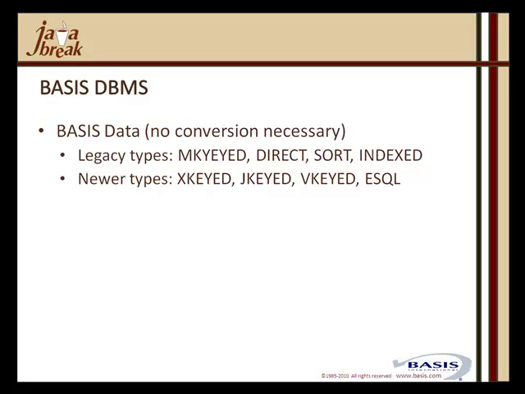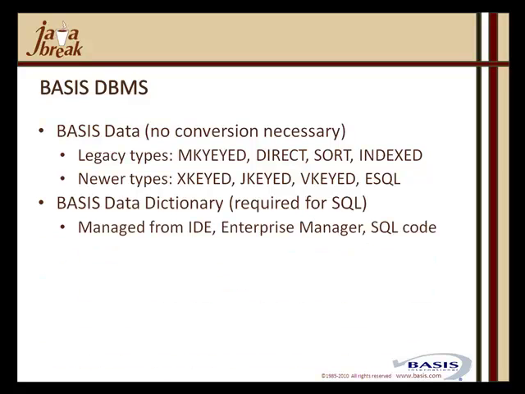You also have the jkeyed file type, the vkeyed for variable length. Jkeyed has your commit and rollback transaction recovery capabilities. And we have our exclusive SQL file type, which is a fully relational database management system file type.